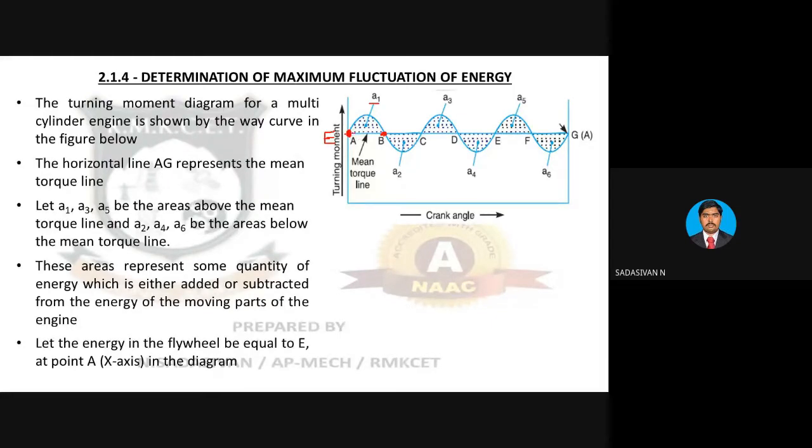Now, after I travel through this much of rotation, this is the crank angle. Theta is my x-axis. So when the engine turns through some angle, this much of torque is added to me. So E plus A1 is the energy available here. When I reach here, what is the energy available? E plus A1 minus A2. When I reach here, E plus A1 minus A2 plus A3. Then the whole thing inside a bracket minus A4. That is how you have to keep accumulating the energy.